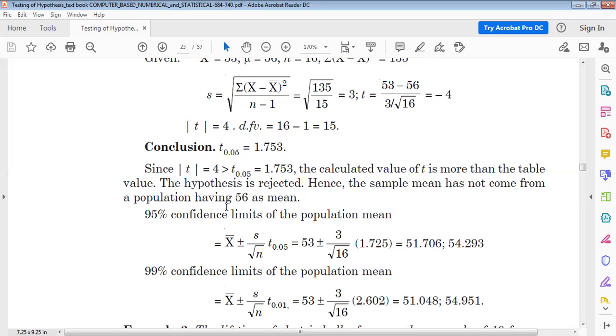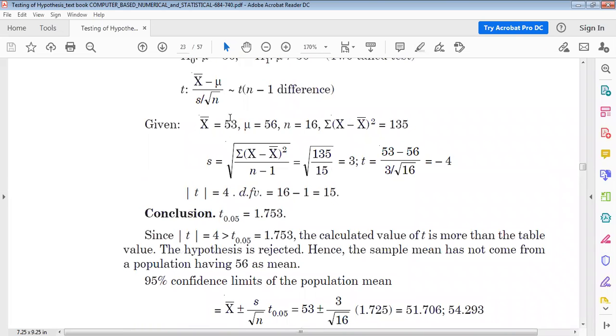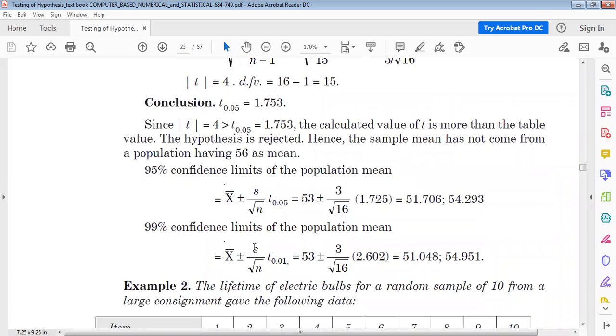So the 95% confidence limits of the population mean will be x bar plus or minus s by root n times t 0.05. This is the formula for the confidence limits. So x bar is the given sample mean, 53, and s is 3, root n is the root of the sample size, and t at 5% and at 1% is 2.602. Where does it come from?